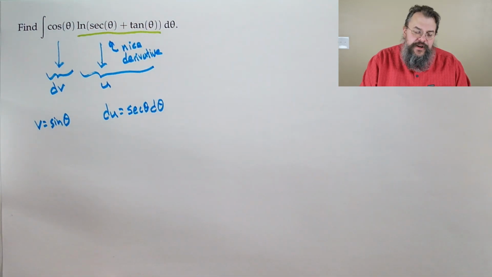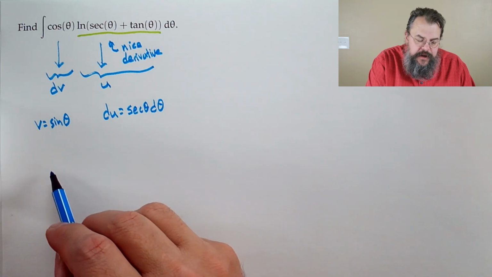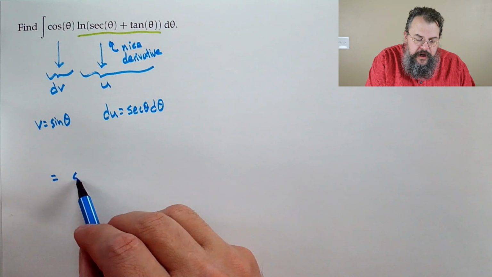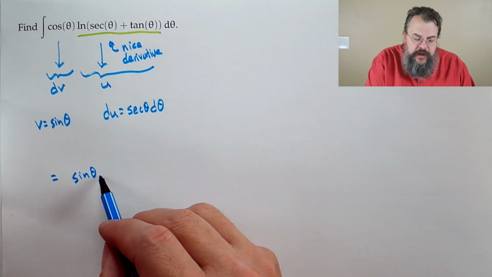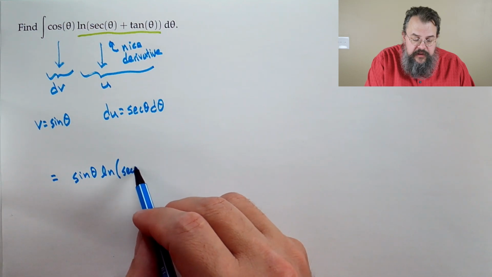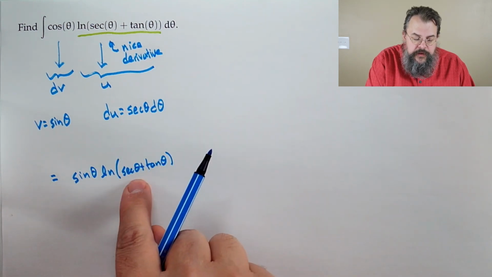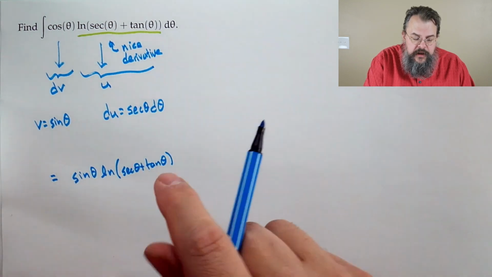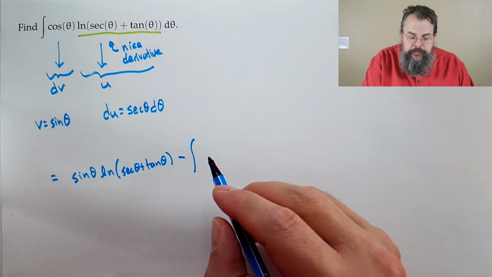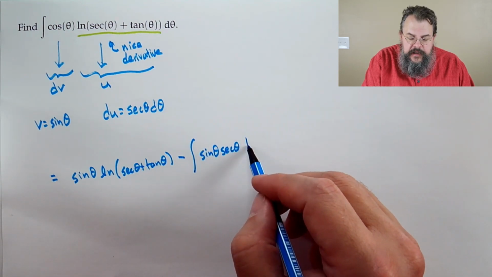Okay, so now we say, aha, our integral becomes uv. So, all right, that is sine theta log of secant theta plus tangent theta. Okay, so uv minus integral v du. Sine of theta, secant of theta, d theta.